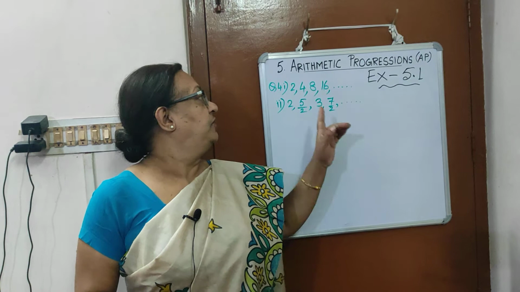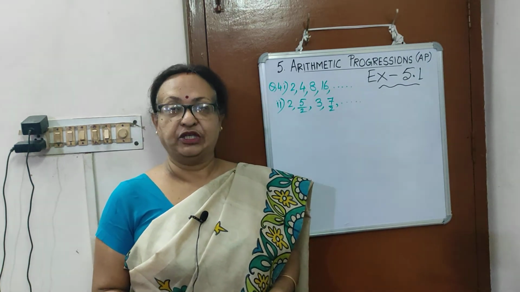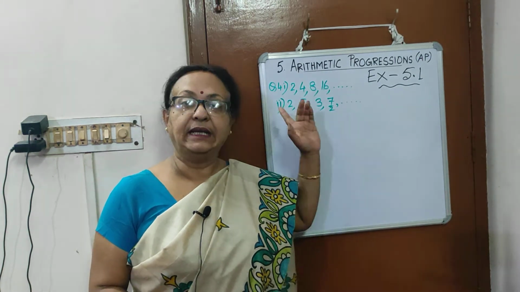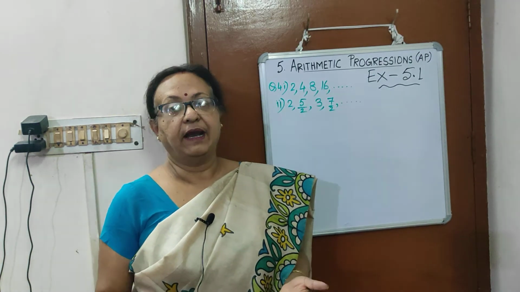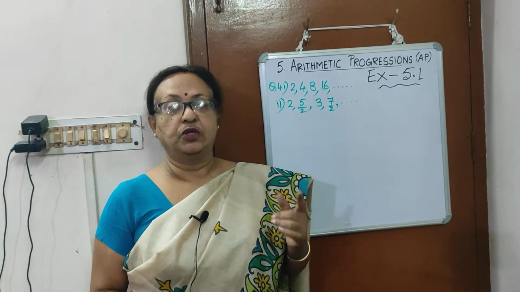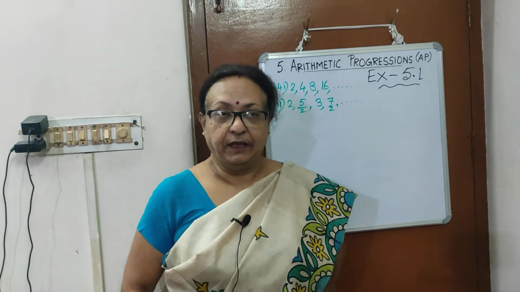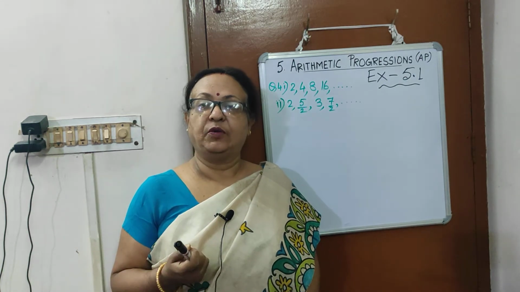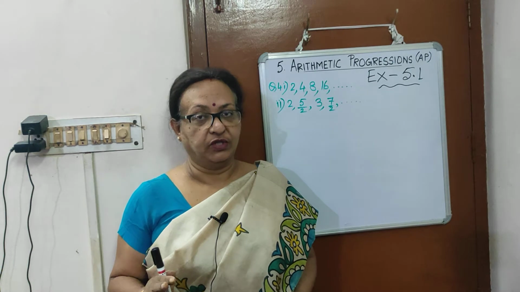Now let's start with question number 4, the first one. What is said in the question? To find out whether the given sequence is an AP. If it is an AP, write down 3 more terms. So the first point is whether the given sequence is an AP. Now you know children, when is a sequence an AP? When the common difference is constant.